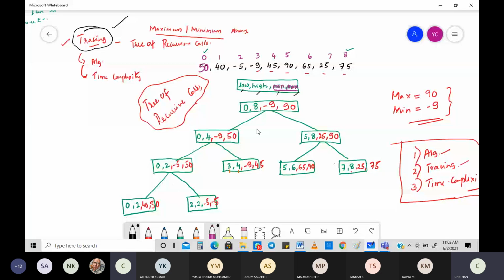Once we divided everything, we move ahead and find out that the first element will represent your minimum element. The second element will represent your maximum element. You can see very clearly here, maximum was 90, minimum was minus 9. This is something which we found out in the previous class.